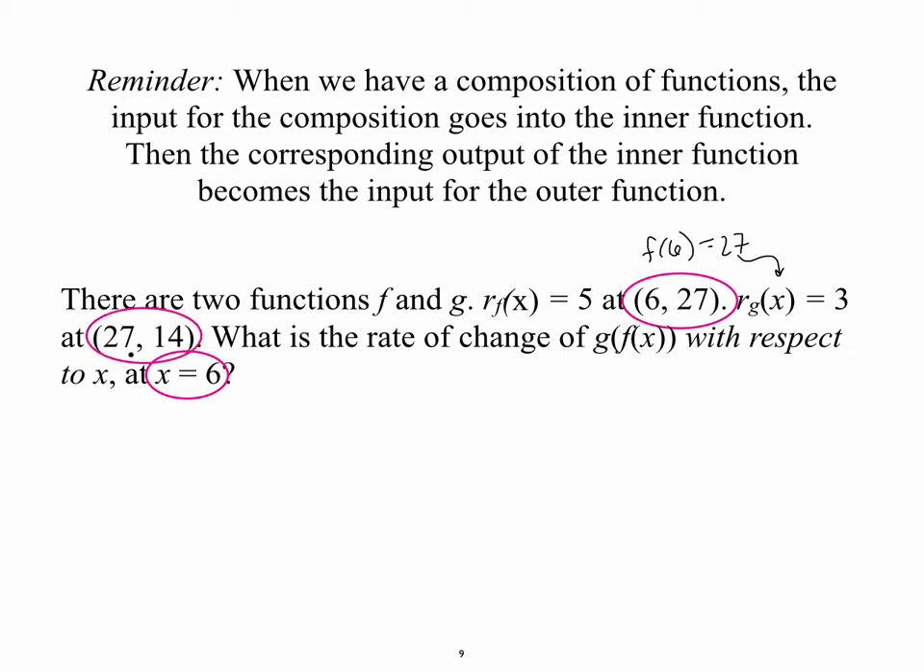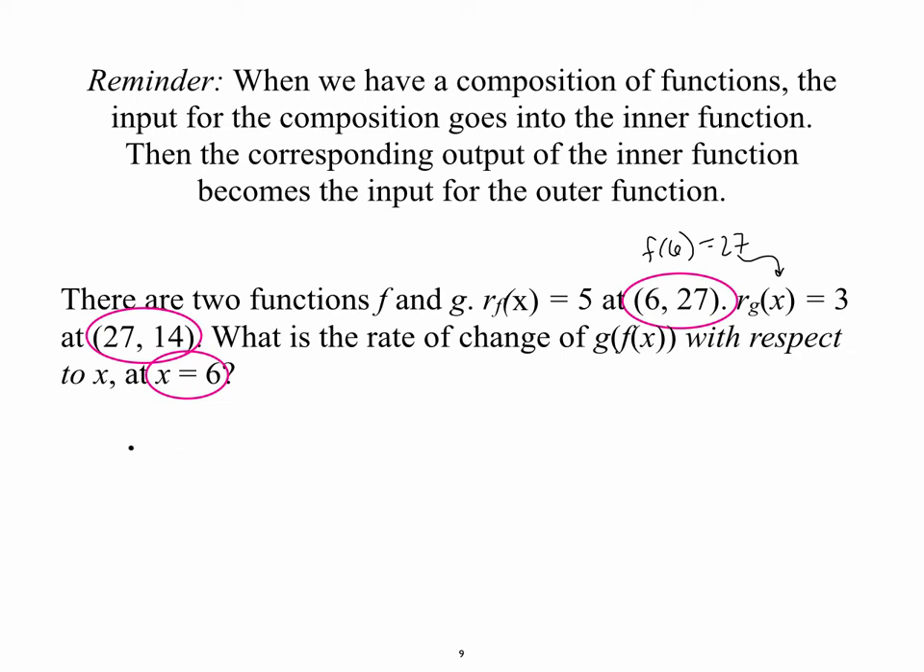That's why I give you the rate of change of g at the point (27, 14), not at 6. If I gave you the rate of change of g of x equals 3 at (6, 14), all of this would have been blown out of the water, because you don't look at g when x equals 6. You look at g at f of 6, which is 27.